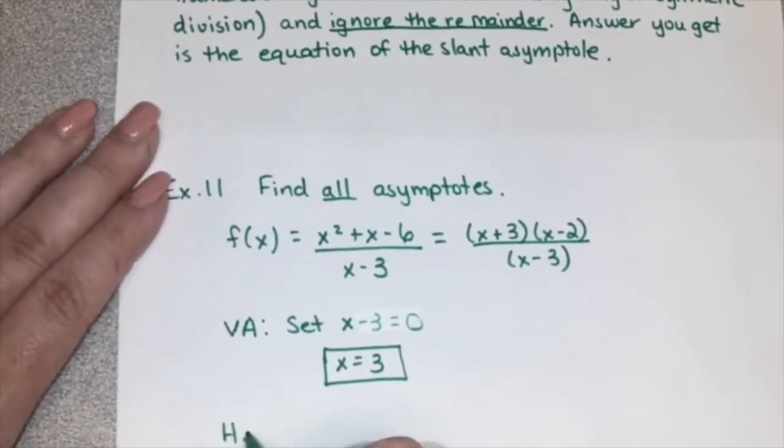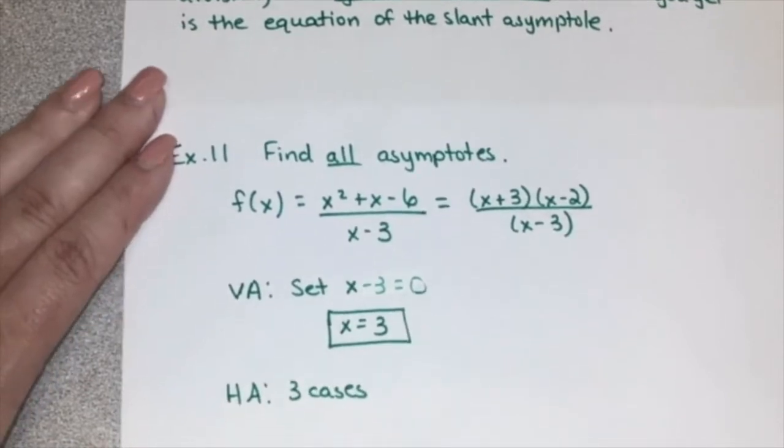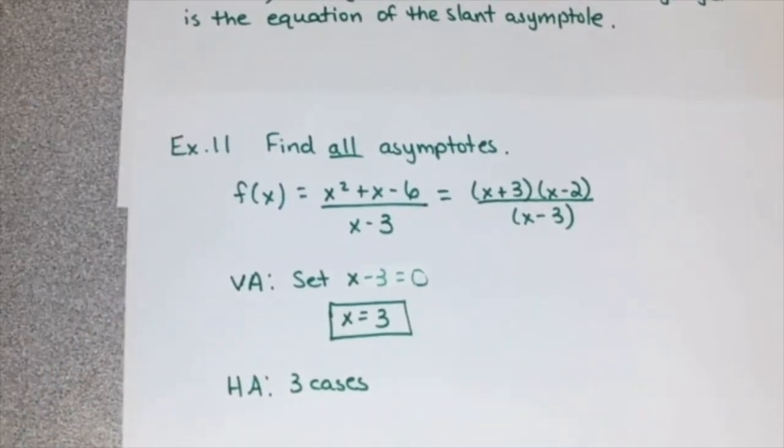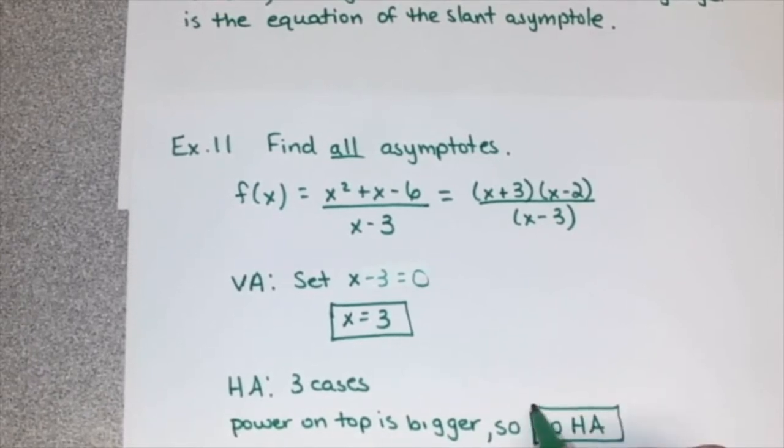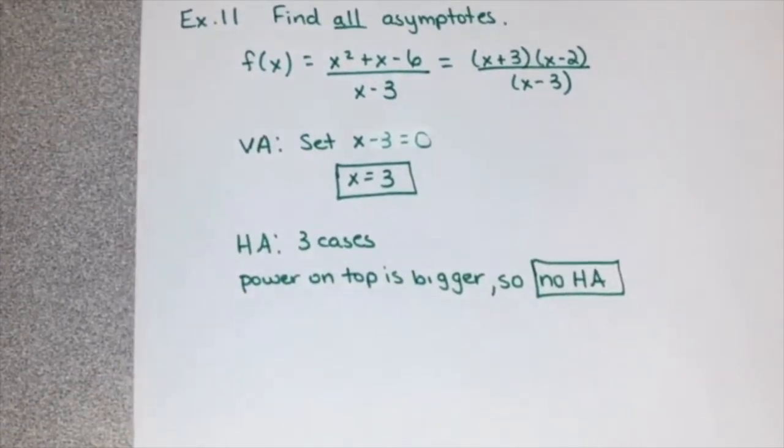Okay, for the horizontal asymptote, remember this is the 3 cases thing. What do you notice about the power on top for this function? Power on top is bigger. Do you remember what conclusion that is? It's been a minute. Means none? Yeah. If power on top is anything bigger, we don't have a horizontal asymptote.